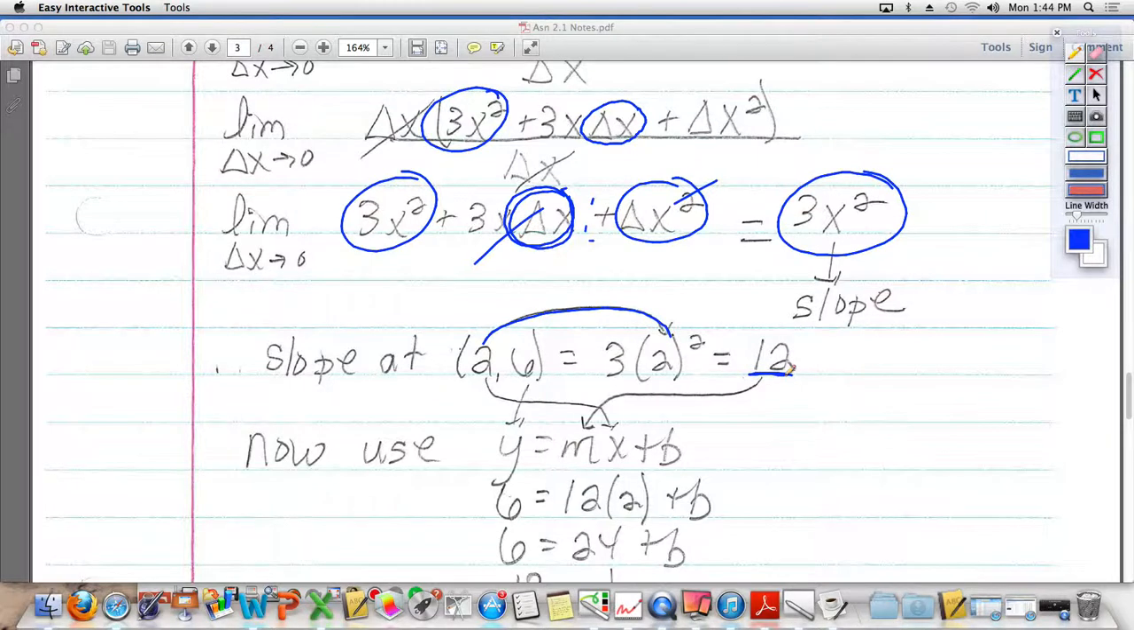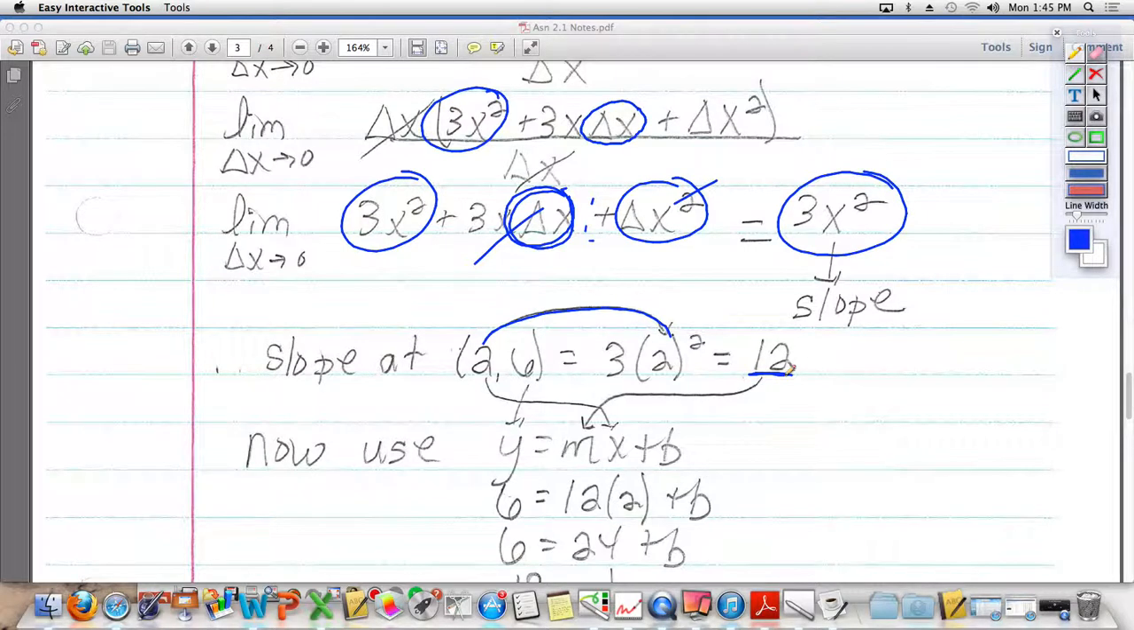Now, this is not new, but you haven't seen this in a long time. Use this formula, y equals mx plus b. We are talking about the point 2, 6. By the way, let me go back to the directions for this problem. You aren't supposed to just calculate the slope for this problem. You are supposed to write the equation of the entire tangent line, not just calculate the slope.